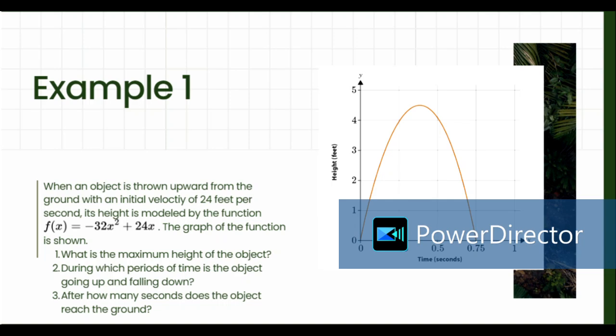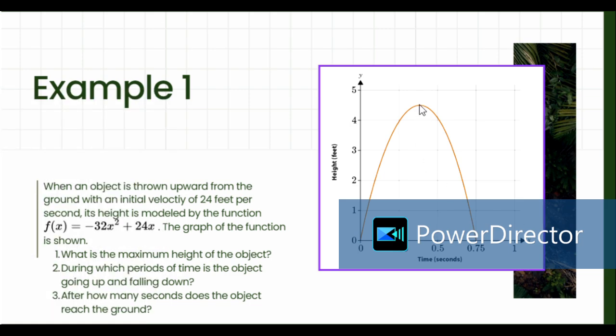Here is example number 1. When an object is thrown upward from the ground with an initial velocity of 24 feet per second, its height is modeled by the function f of x is equal to negative 32x squared plus 24x. The graph of the function is shown. What is the maximum height of the object? During which periods of time is the object going up and falling down? And after how many seconds does the object reach the ground?